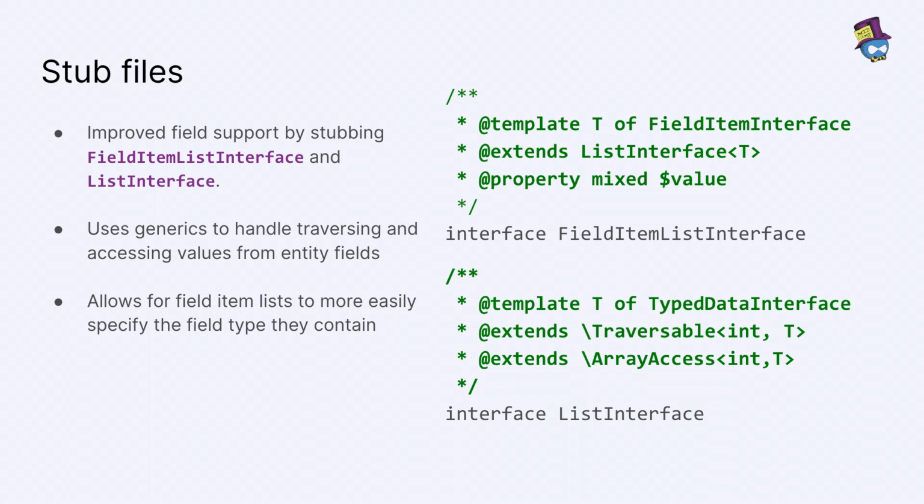Great. And that it has magic methods that say when you call value, it's actually doing all this magic stuff underneath to get that field value. So this little bit of PHP doc made phpstan understand how entities and fields work, which props to King Dutch at Open Social, because he helped push a lot of this through.